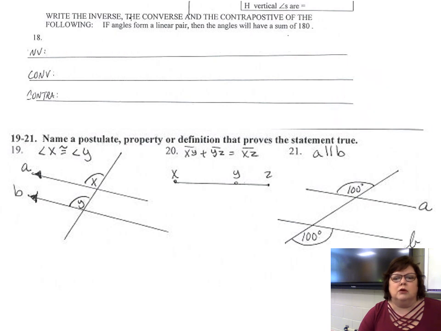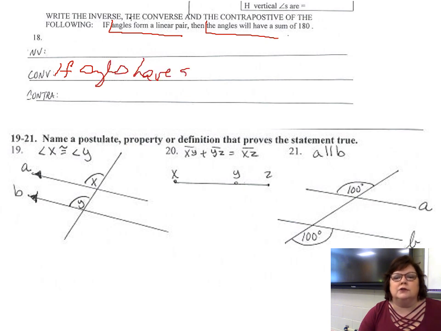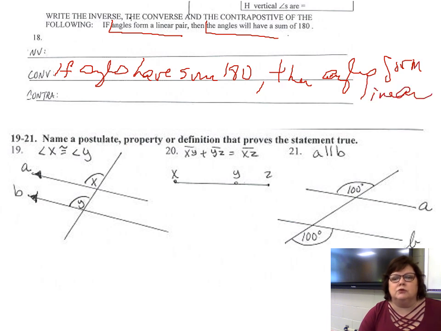Okay, all right, converse is when you switch the hypothesis and conclusion. So this would still start with the word if, but you switch up what comes after the if and after the then. If the angles have a sum of 180, then the angles form a linear pair. So you're just switching the two parts around. All right.